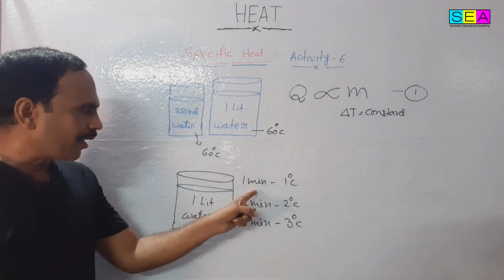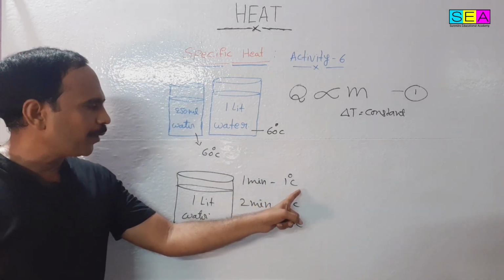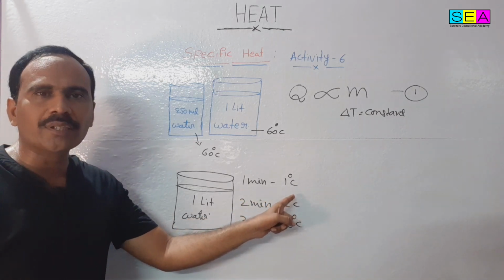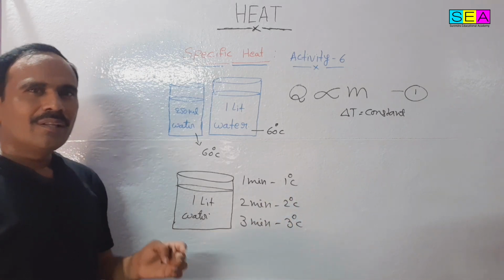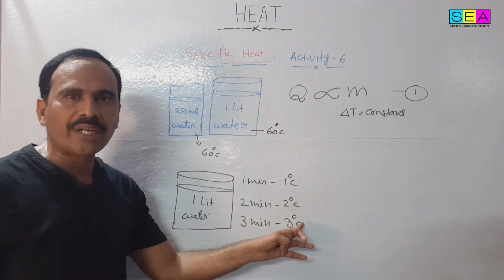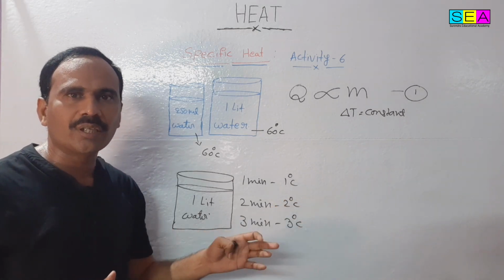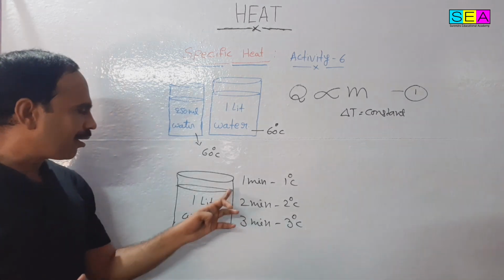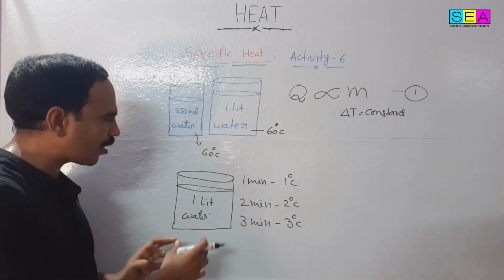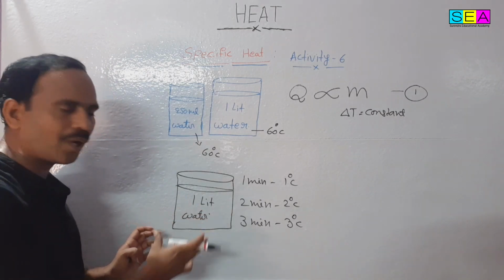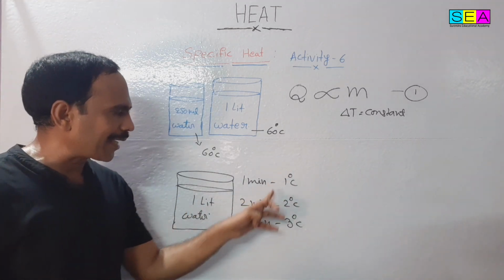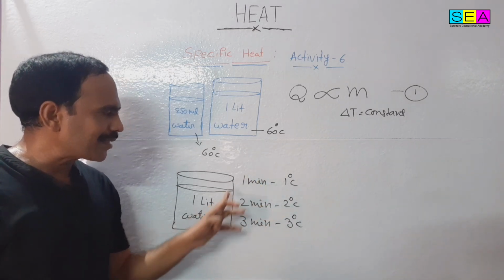That means for every minute, 1 degree temperature is increasing. For the same interval of time, the temperature is increasing constantly. Why? Because the mass is the same. There is no change in the mass. Here mass is constant. We are taking only 1 liter of water. There is no change in the water quantity. So the temperature is rising constantly with increasing time.